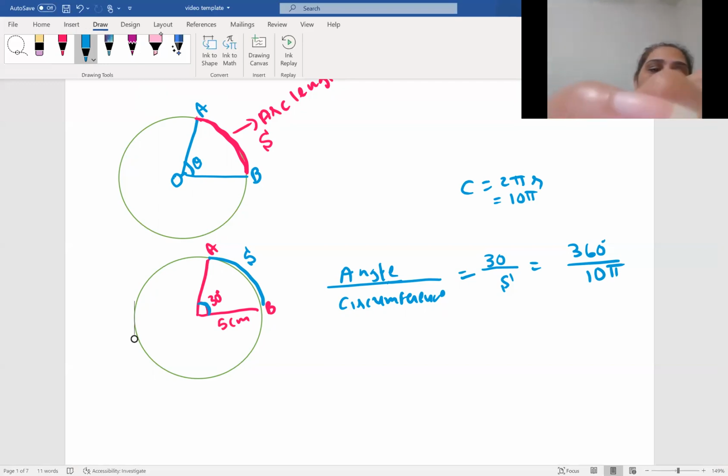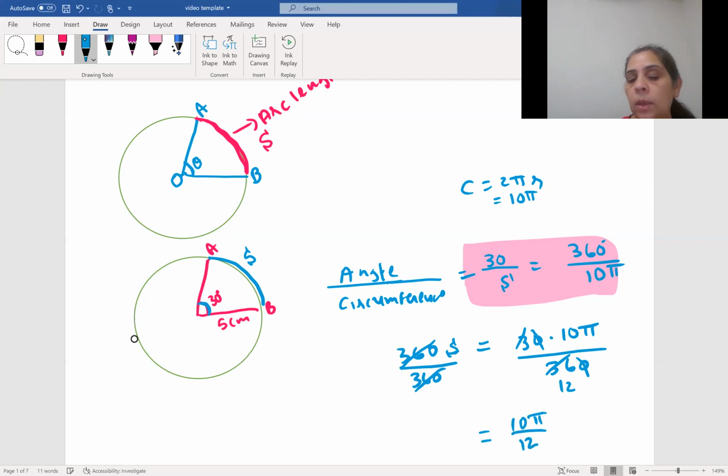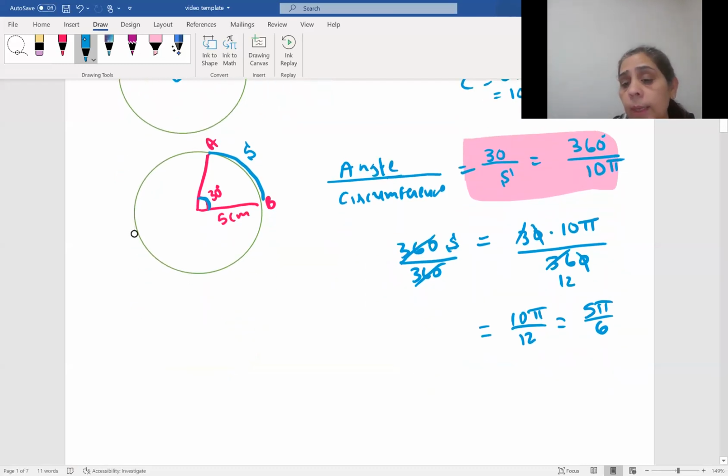All right. Now we take this information and do cross multiplication to find S. So 360 times S, you can say X as well, equals 30 times 10 pi. Now we divide by 360. You can reduce this: the 0 and 0 cancel, and 3 times 12 is 36. We are left with 10 pi over 12. Can we reduce more? We can reduce by 2, so it becomes 5 pi over 6. So the arc length is 5 pi over 6.